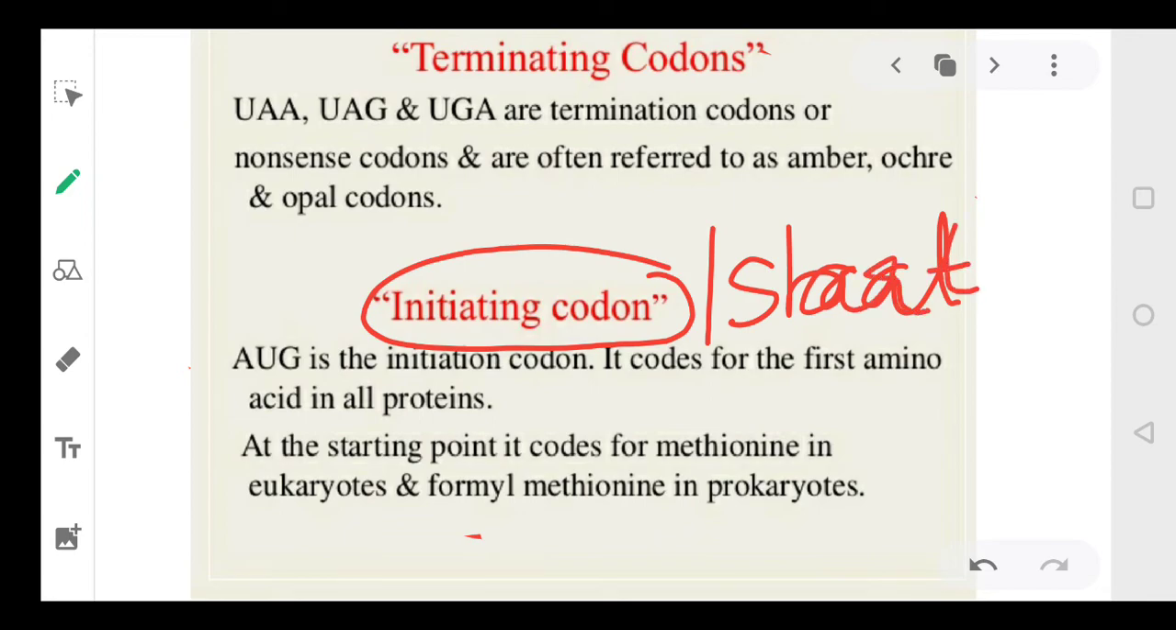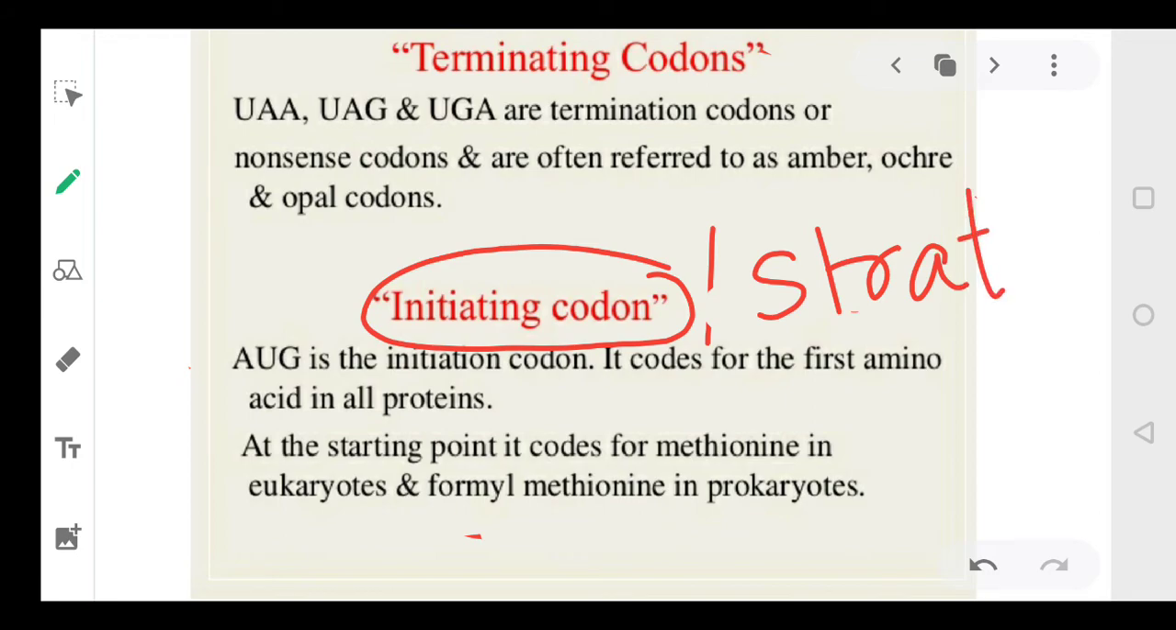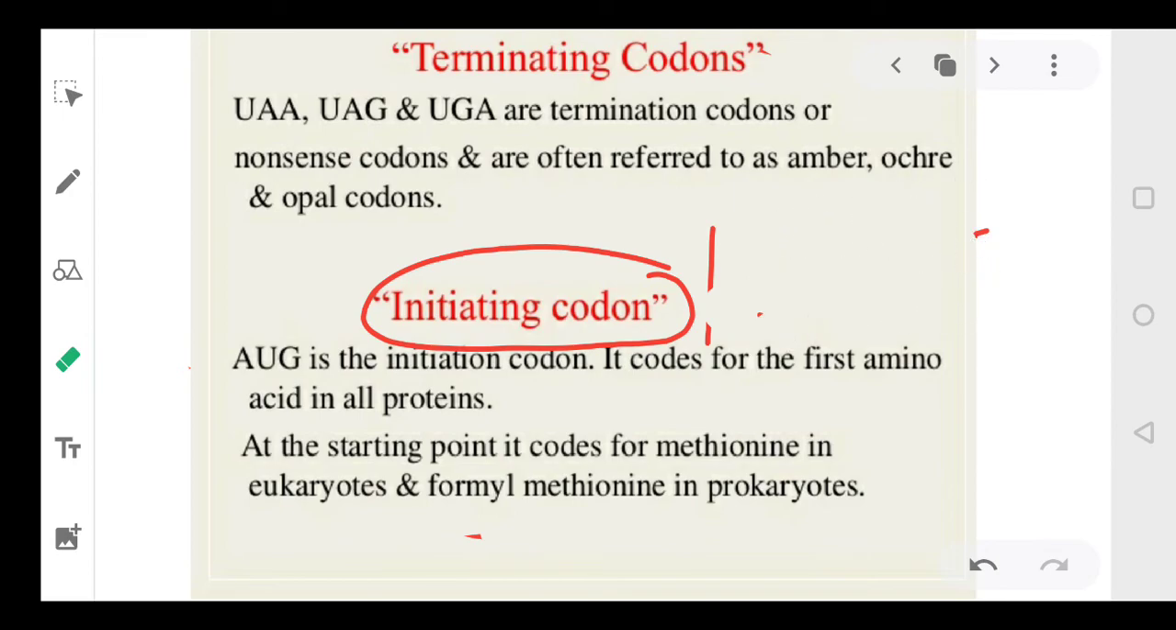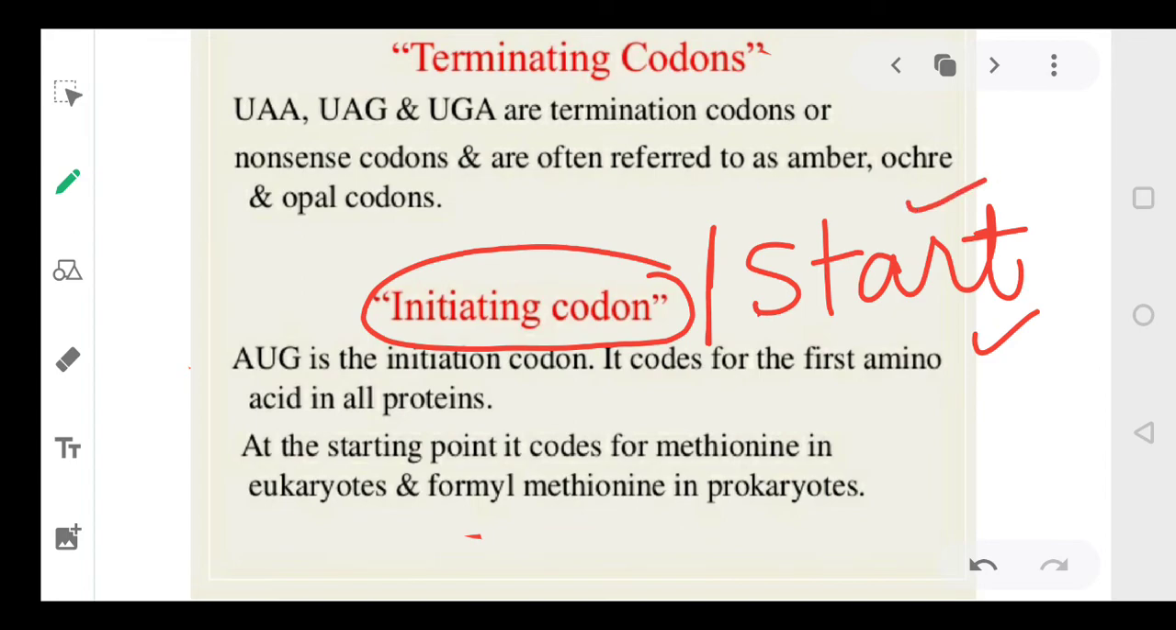S-T-A-R-T, start codon. Clear? Let's write it again. Start codon. So your initiating codons, again I have written it wrong, sorry, start. Initiating codons are also called start codons, and as the name suggests, they will start the process.